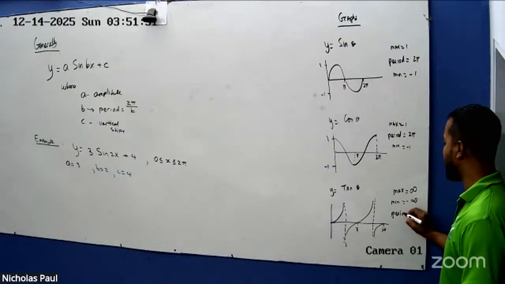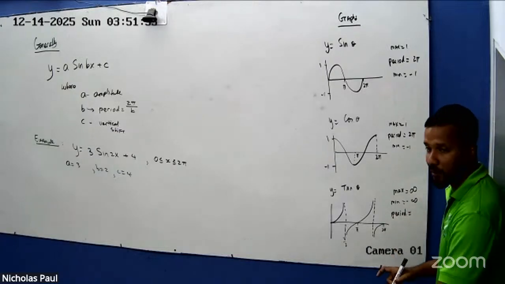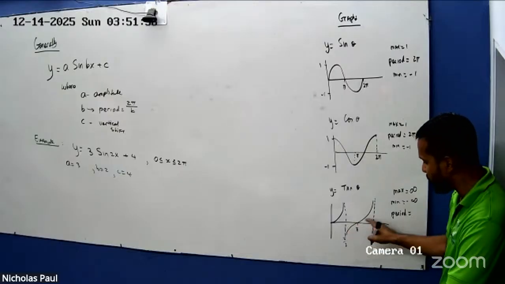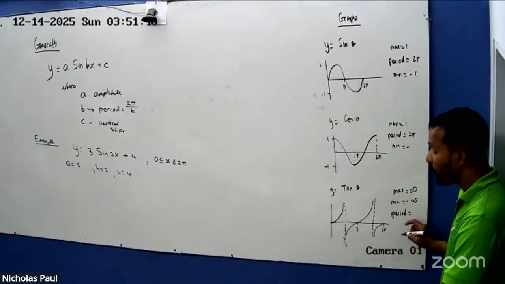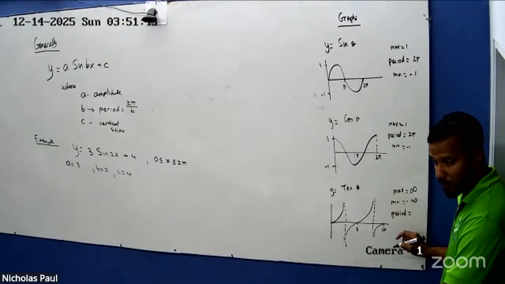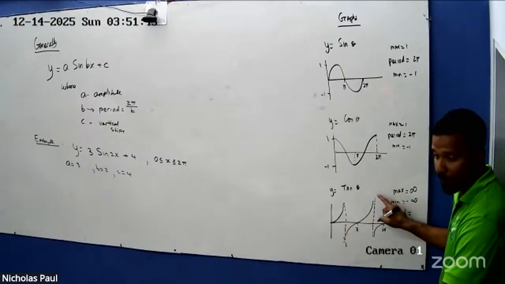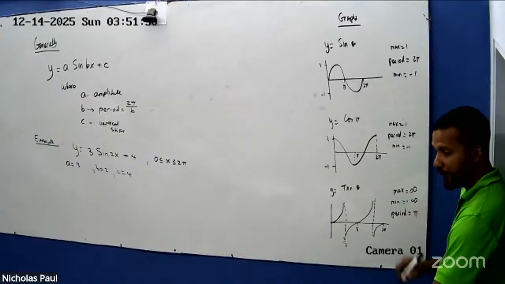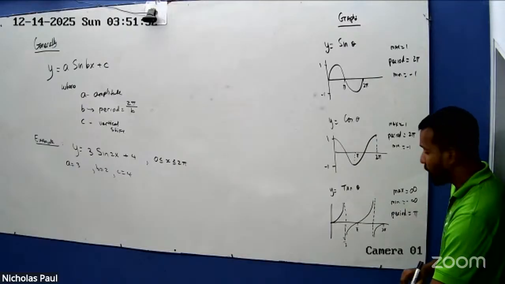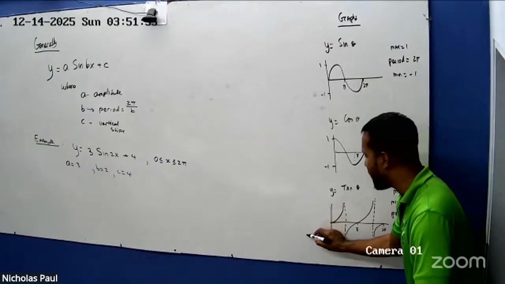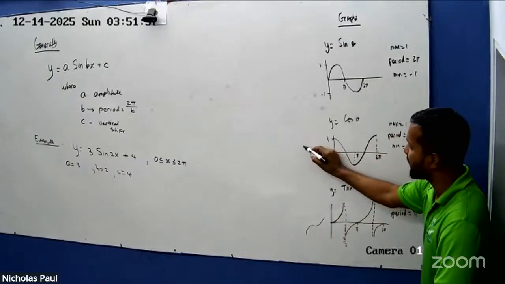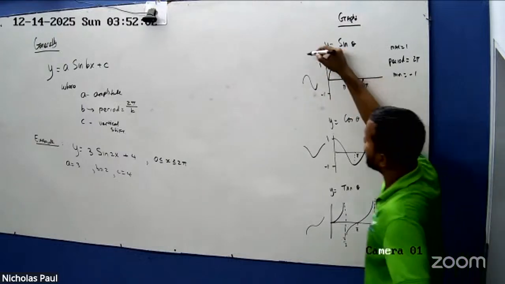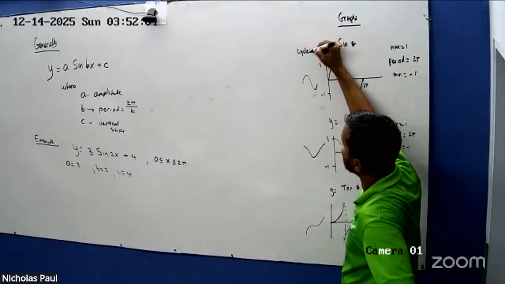What was the period of the tan graph? How long does it take for one cycle? This is one cycle here. How long does it take for this to happen? So it fits between here, right? So a cycle for tan looks like this. A cycle for cos looks like this. A cycle for sine looks like that. So period is how long it takes for that to happen.